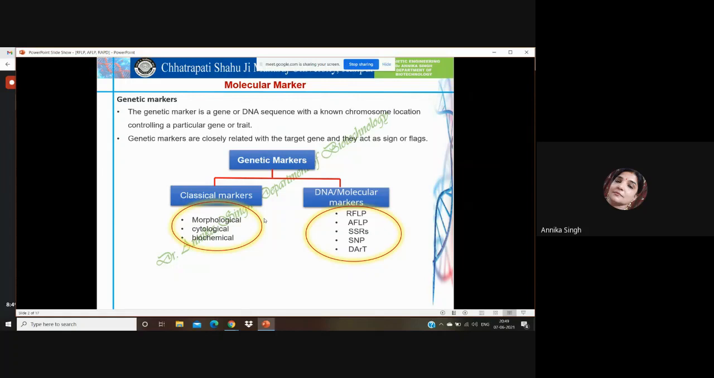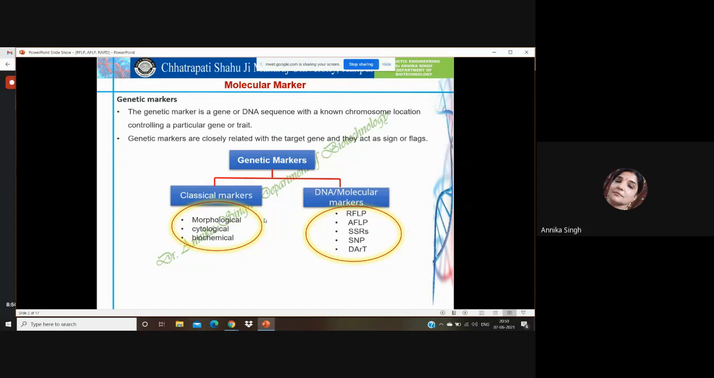Another classical marker is known as cytological markers. Cytological markers are related with the variation present in the numbers, banding patterns, size, shape, order, and position of chromosomes. Generally, these variations reveal differences in the distribution of euchromatin and heterochromatin.